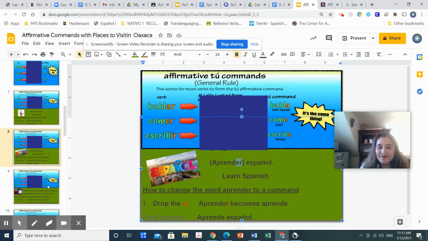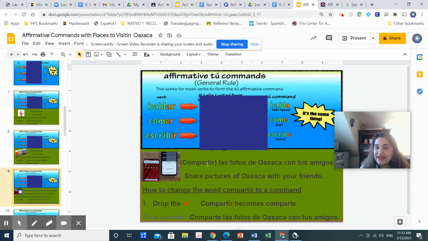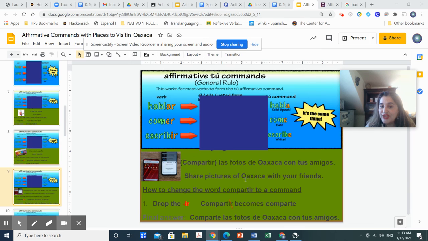All right. Last type of verb, verbs that end in IR. So compartir ends in IR. Compartir las fotos de Oaxaca con tus amigos. Share pictures of Oaxaca with your friends. How to change the word compartir to a command? Verbs that end in IR are slightly different. We drop the IR, so the IR is out and it becomes comparte. So what we're doing is dropping the IR and substituting that IR with a letter E. So the final answer is comparte las fotos de Oaxaca con tus amigos.